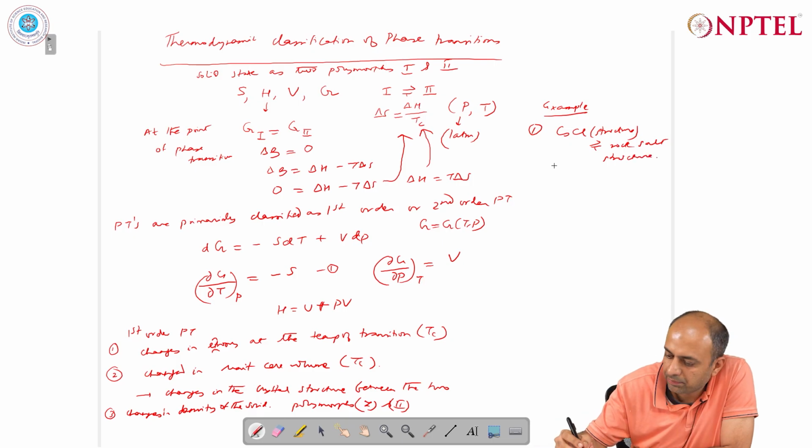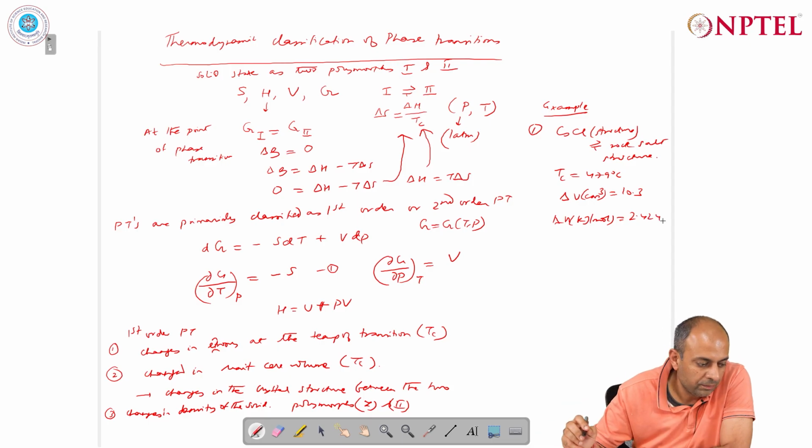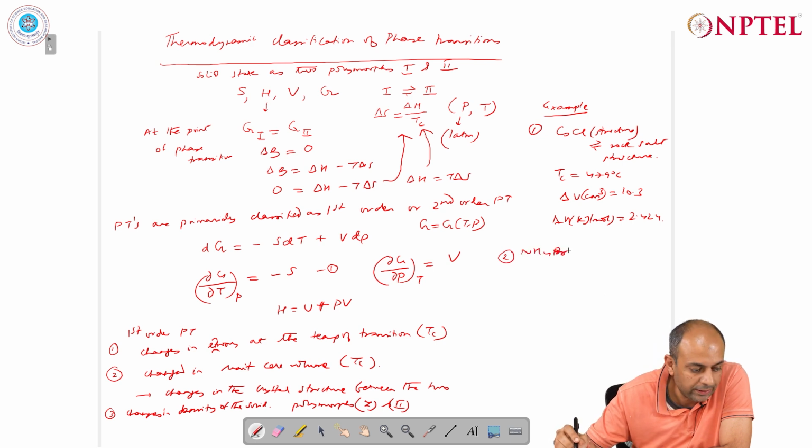And here we see the temperature of phase transition is 479 degrees centigrade. The volume change in centimeter cube is 10.3, and enthalpy change is 2.424. We can take another example, for example ammonium bromide, and we will come to this later, what are the changes happening.